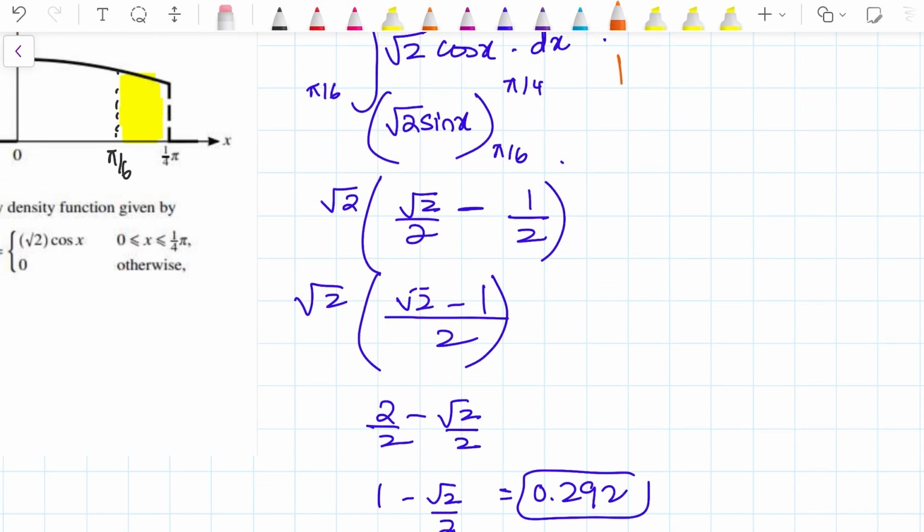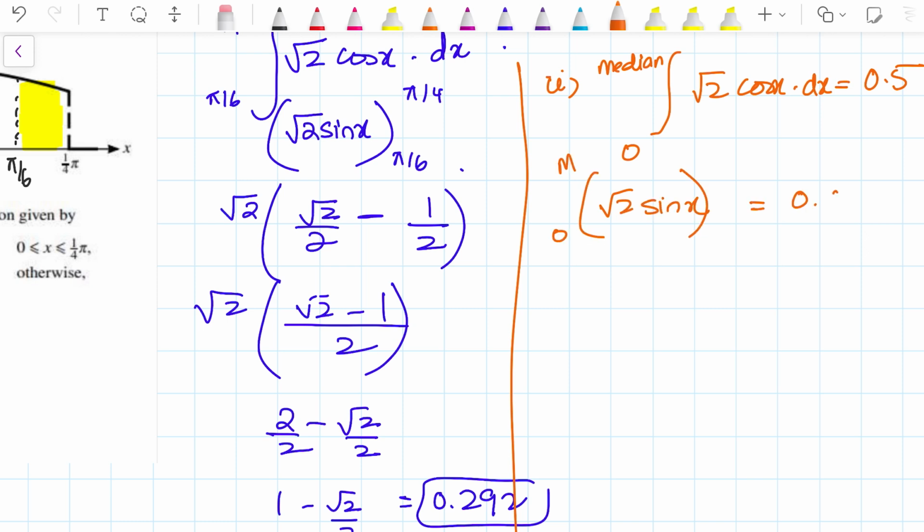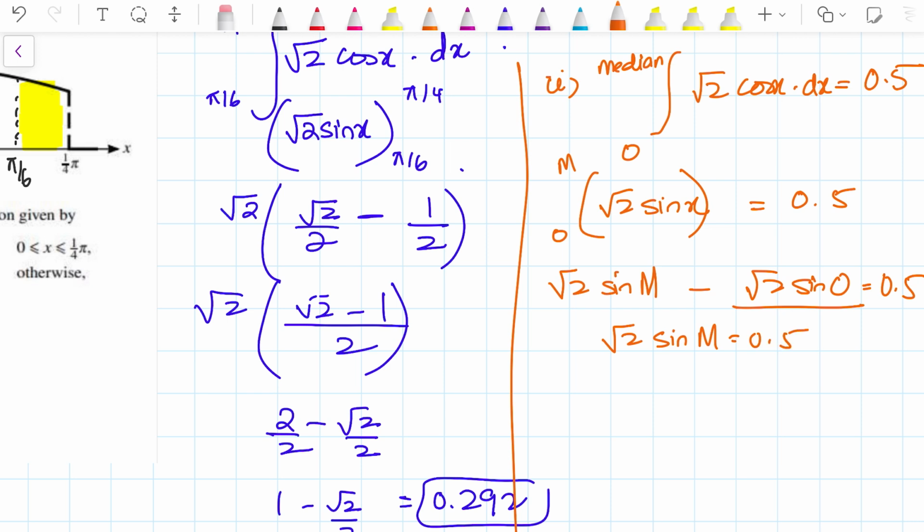So for the median, the initial limit, when you integrate the function, the area is equal to 0.5. So what is the integral of this function? It's root 2 sin x. Limits are m and 0. This is equal to 0.5. Root 2 sin m minus root 2 sin 0 is equal to 0.5. Sin 0 is 0. So this finishes off. Root 2 sin m is equal to 0.5.